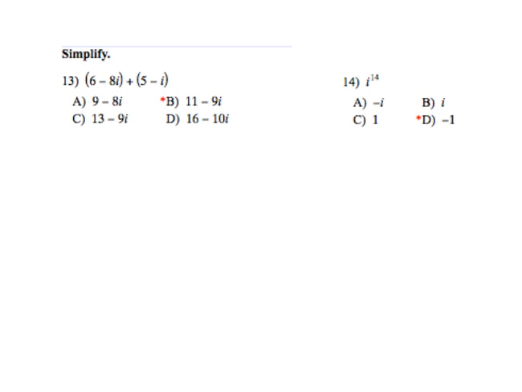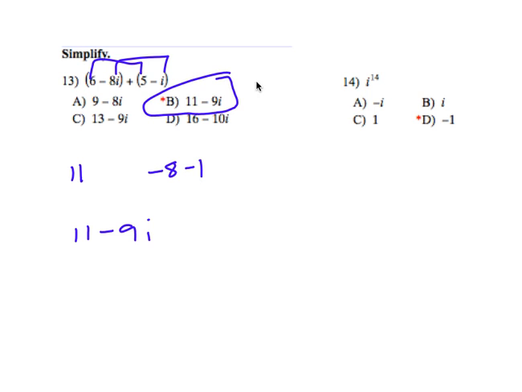All right, if you missed problems, any problems between 13 and 16, this is the video you should be watching. You couldn't use your calculator, so you had to remember like terms. So 6 plus 5 is 11. Negative 8i minus i, that's just like saying negative 8 minus 1, and that's negative 9. So it's 11 minus 9i. That would have been your answer for number 13. So that's B. All right, for 14, it's i to the 14th.